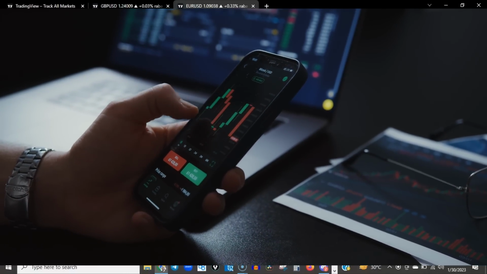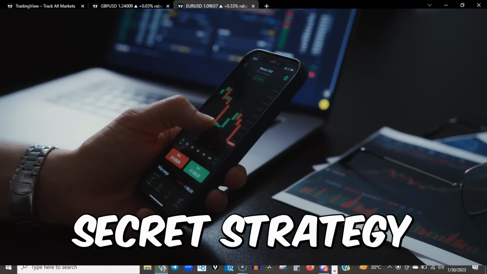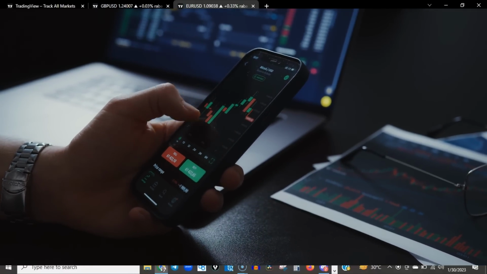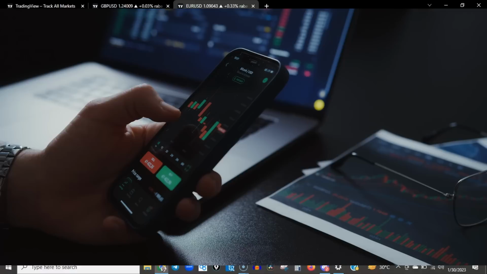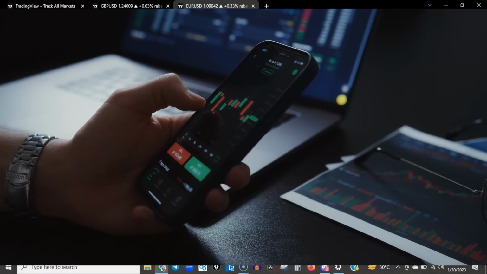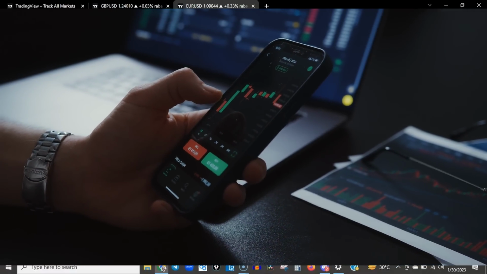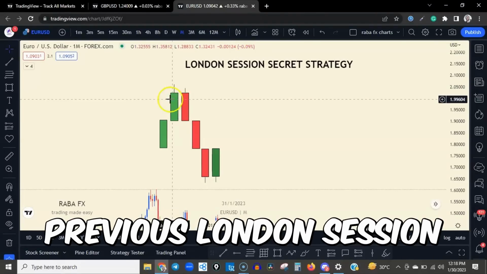This strategy will only work for what? The London session. I call it the London session secret strategy. So what you need to do is not like any other strategy you've come across. I can guarantee you that. What you need right now is simply the previous London session.